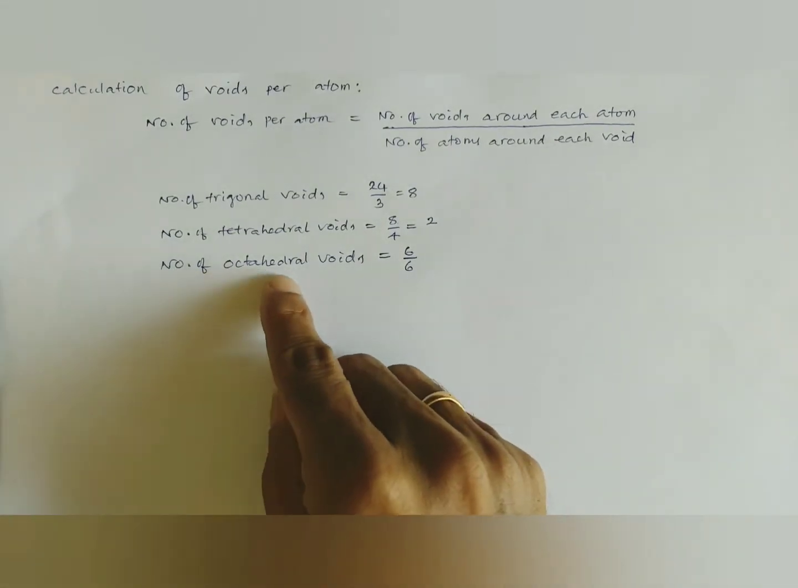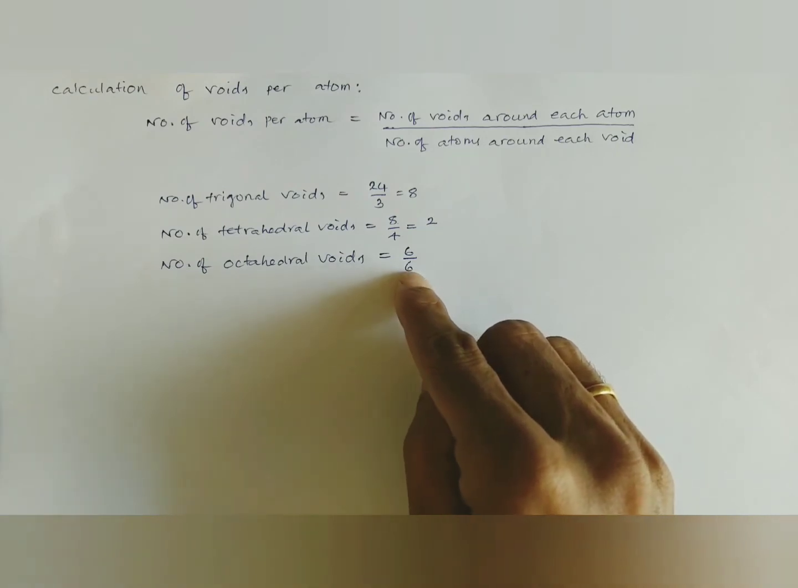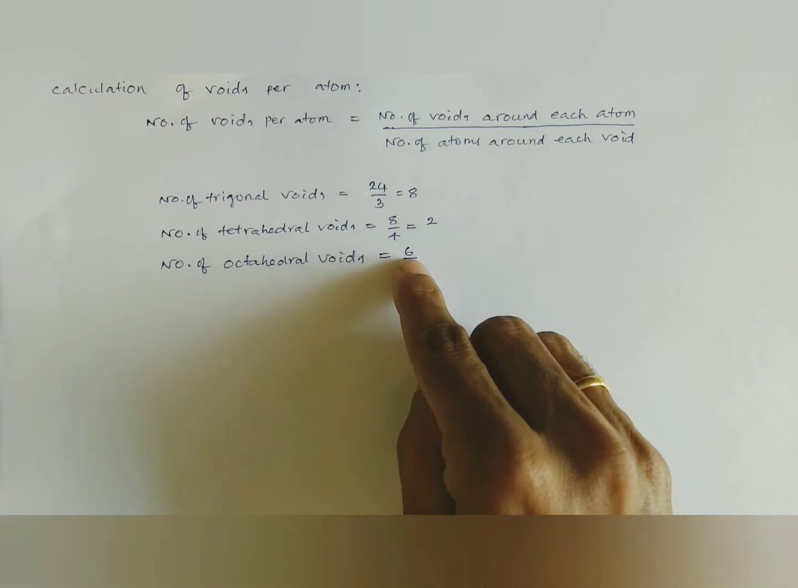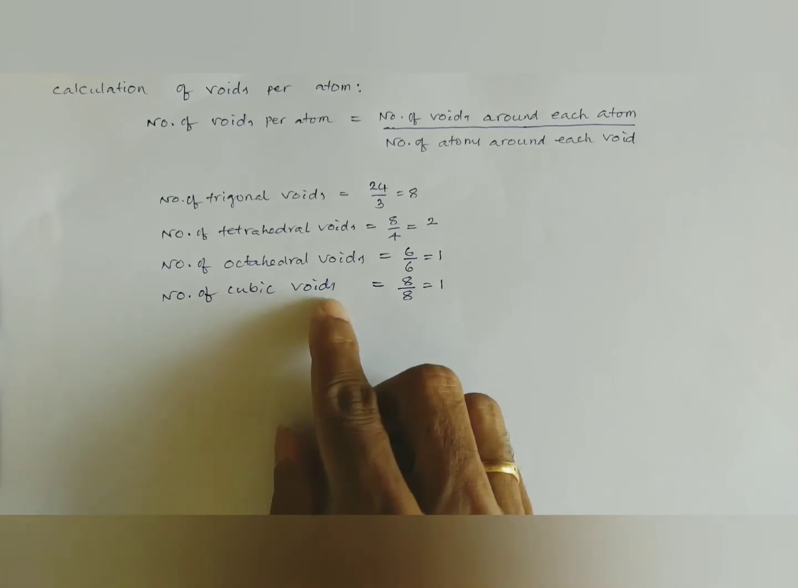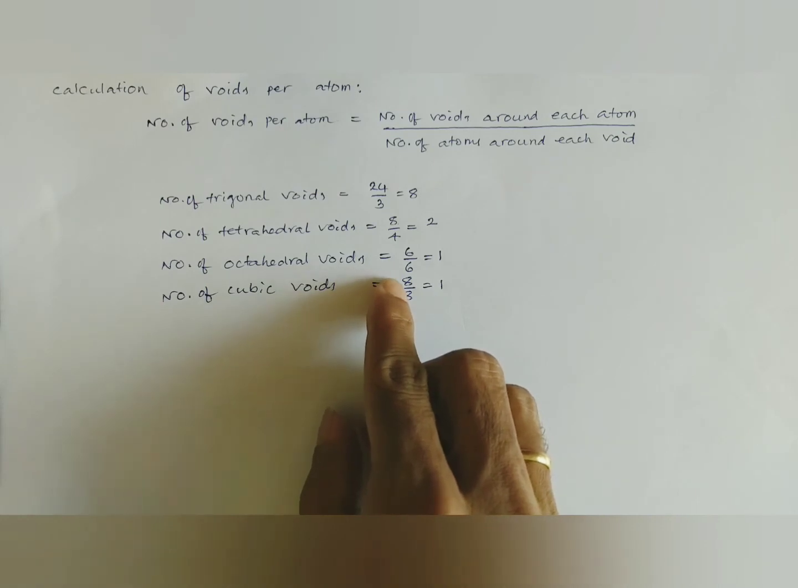Number of octahedral voids is given by 6 by 6 because 6 atoms make octahedral void. So how many octahedral voids are there around each atom? Each atom is surrounded by 6 octahedral voids. Now number of cubic voids is equal to 8 by 8. So 8 atoms form cubic void. And how many voids are there around each atom in a cube? Suppose if you consider the atom that is present in the corner, that is shared by 8 unit cells.